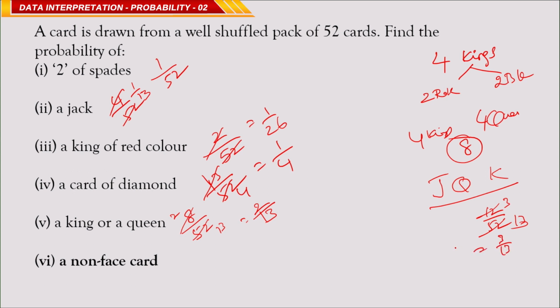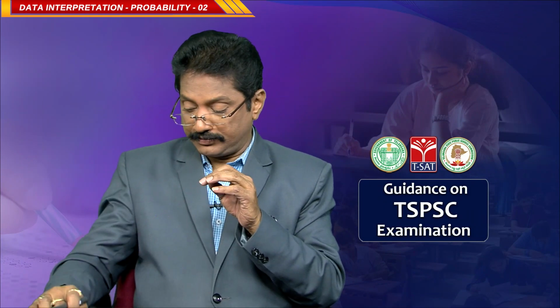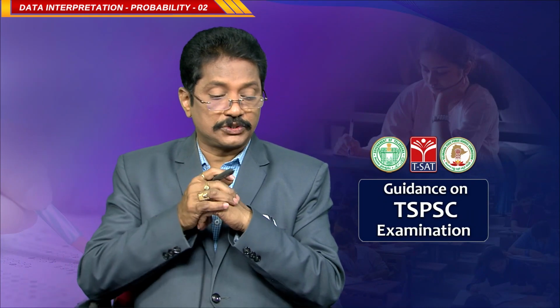But the question is non-face card, which means the complementary event, so 1 minus 3 by 13. 13 minus 3 is 10. So, 10 by 13 is the probability of getting a card which is a non-face card. Clear? Okay. Now, we will see some other questions.